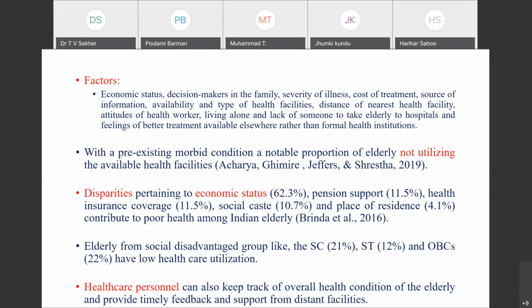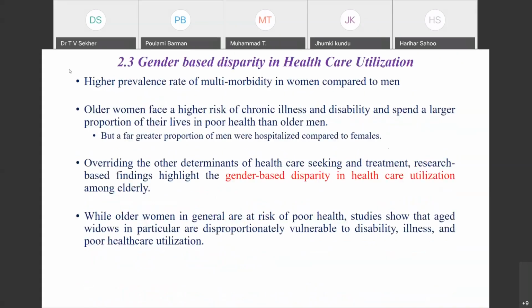With pre-existing morbid conditions, a notable proportion of elderly are not utilizing the available health services, and there are large disparities pertaining to economic status, pension support, social caste, and insurance coverage. Healthcare personnel can also keep a record of the overall health conditions of the elderly, and they may provide timely feedback and support from distant facilities.